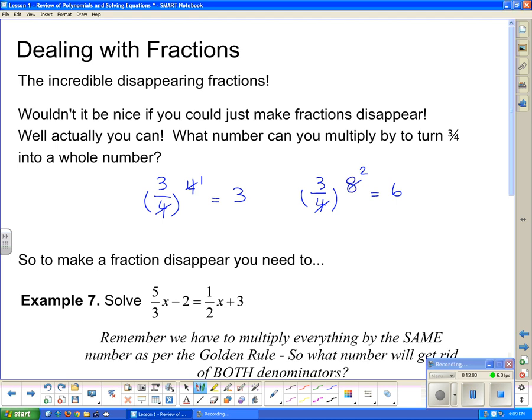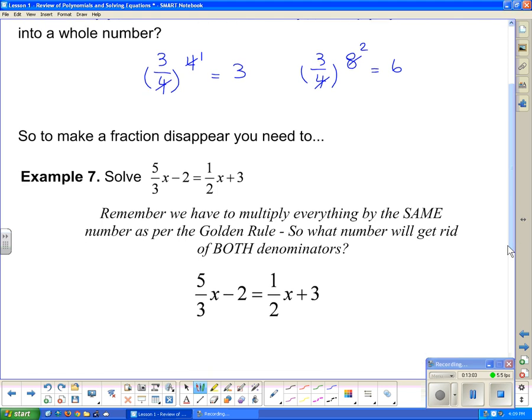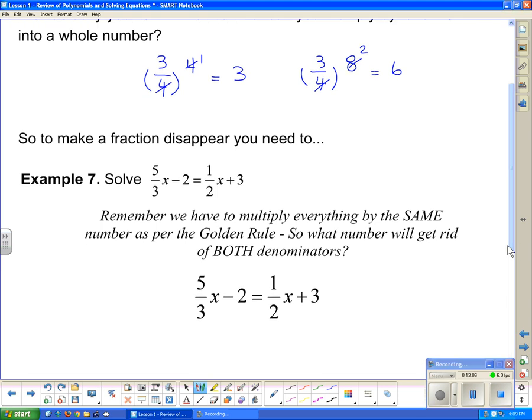So now we're going to make fractions disappear in an equation. And we want all the fractions to disappear. So I want a number that is a multiple of both the denominators. So remember, when we multiply everything by the same number as per the golden rule, what number will get rid of both denominators? In this case, I need a number that both 3 and 2 go into. The lowest number that both go into, the lowest common multiple, will be 6. And so I'm going to multiply everything by 6, because the distributive law says if I multiply by 6, it goes through the whole side.